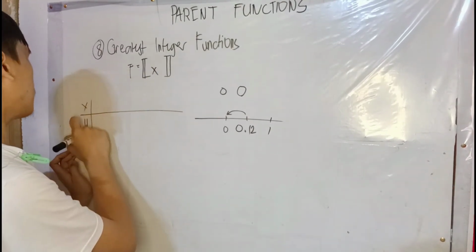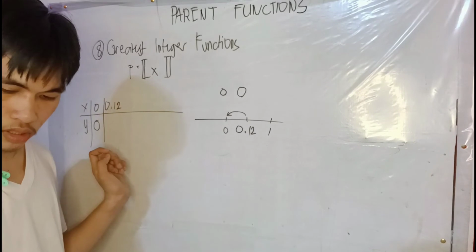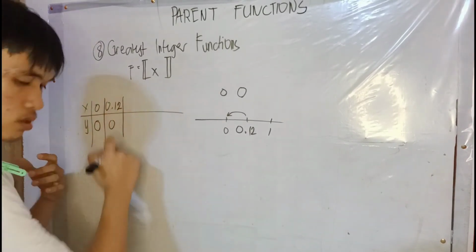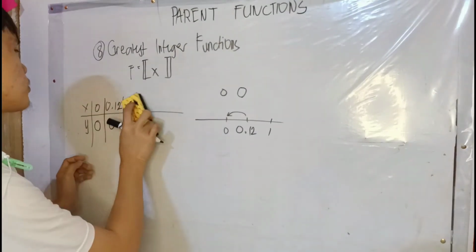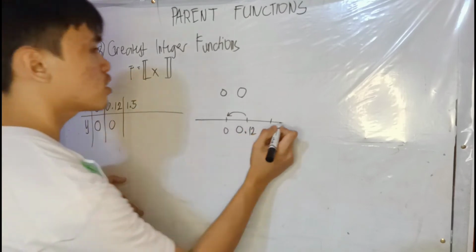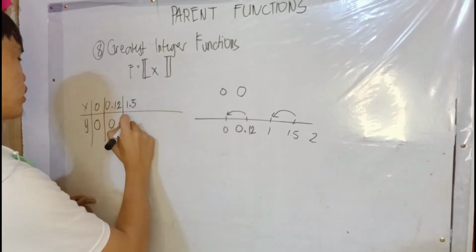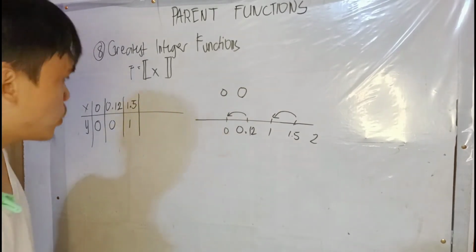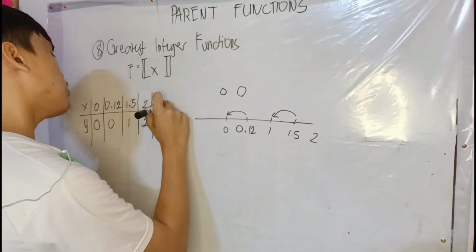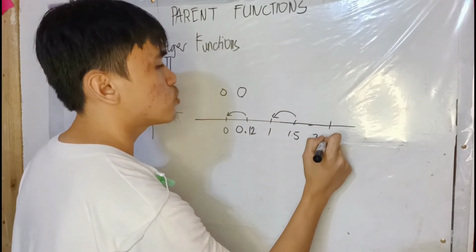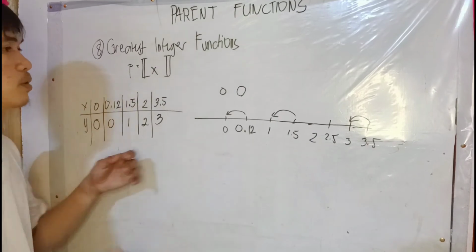Example like this. X and Y. 0. Then 0.12. And 0. Then 1.5. Okay, so 1.5 and 2. So, pa left, ang greatest integer function is 1. Then, 2. Then, if we say 3.5 or 3.99, 2.5, 3, 3.5, then, 3. So, nakompleto na siya.